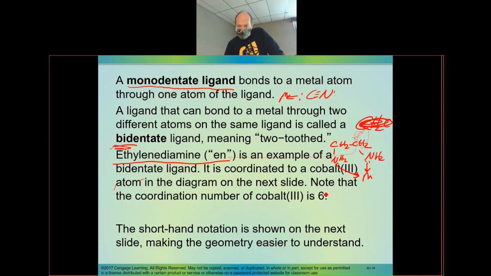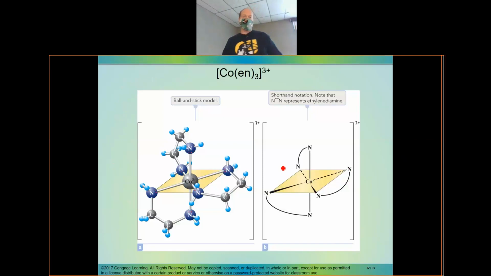All right, and so we're going to see a cobalt 3 that's going to have 3 ethylene diamines, and that means the coordination number is going to be 6 because each ethylene diamine is 2. So here is our cobalt ethylene diamine sub 3 plus 3. Let's name it. Ethylene diamine was a neutral molecule, so 0 for the charge of ethylene diamine. That means your cobalt has to be a plus 3 to give an overall of plus 3.